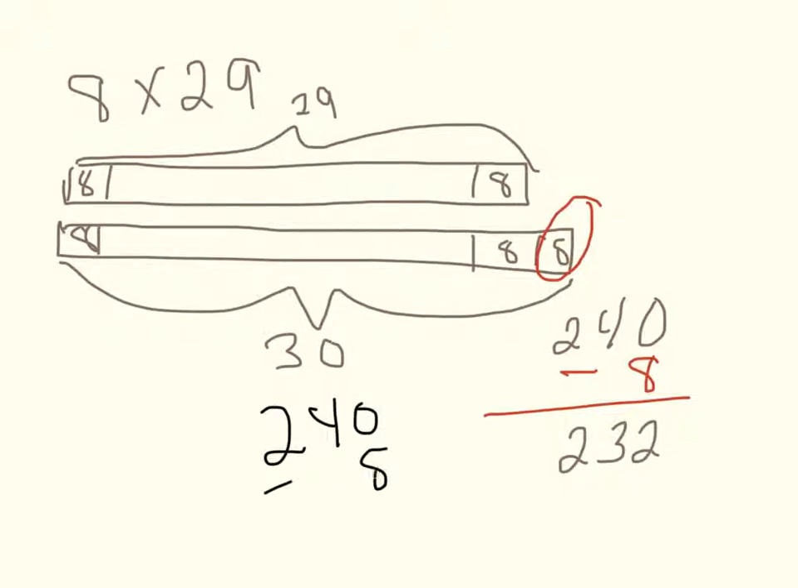And the work on that is 240 minus 8. I want to take away 8 ones, and I don't have them, so I need to unbundle these and bring over 10 more. That's going to give me 2, 3, 2. You guys should have the unbundling by now.